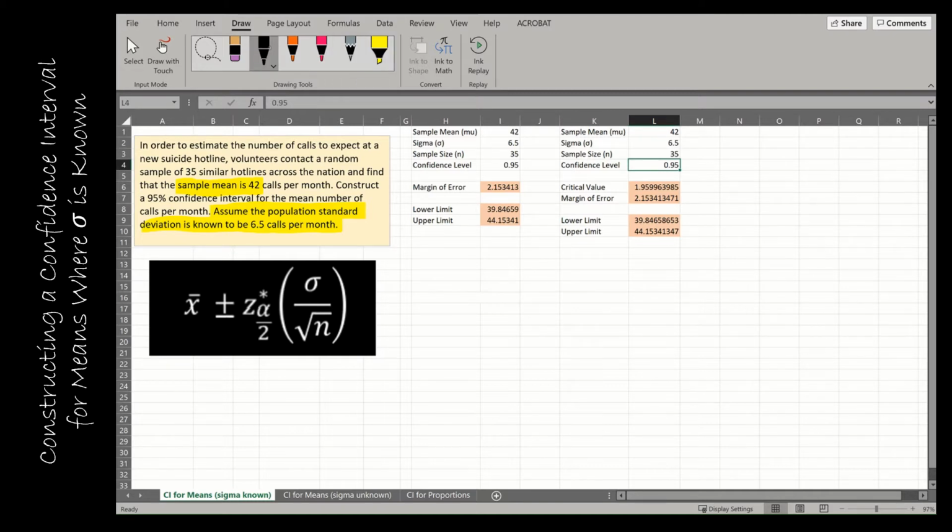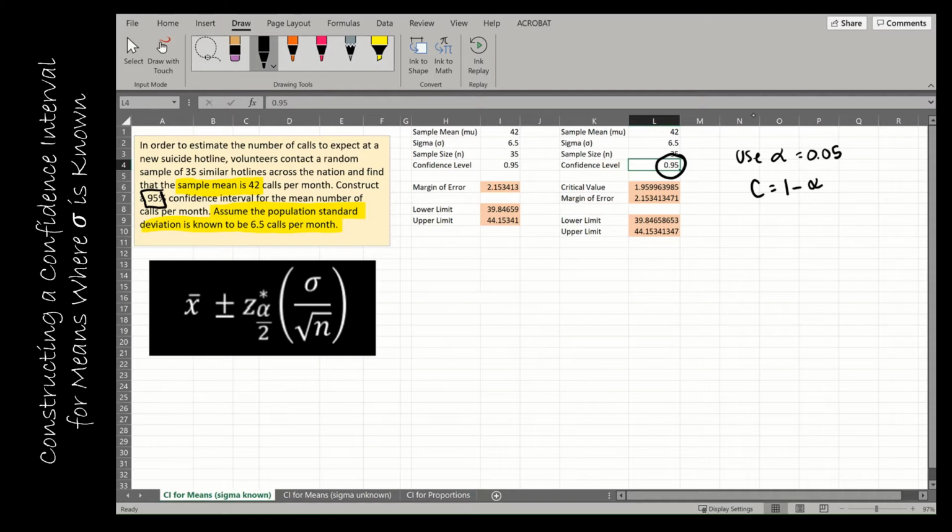Now before we talk about where I came up with all of the shaded boxes, I want to talk about the confidence level. In this case, they told me to use a 95% confidence level. They could have also said use alpha of 0.05, in which case to find the confidence level I would take 1 minus alpha. So if alpha is 0.05, my confidence level is 95%.